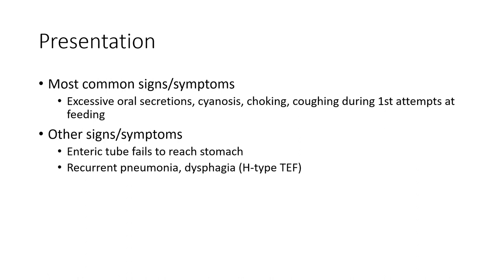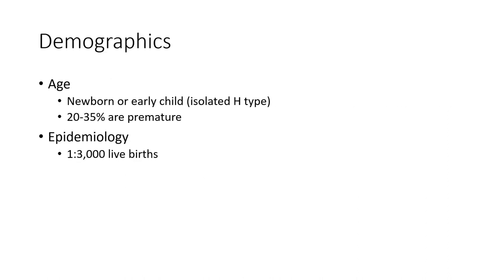Most common signs and symptoms: excessive oral secretions, choking, coughing during the first attempt at feeding. Other signs and symptoms: inability to pass a tube to the stomach, recurrent pneumonia, dysphagia. Demographic: newborn or early childhood, often premature.